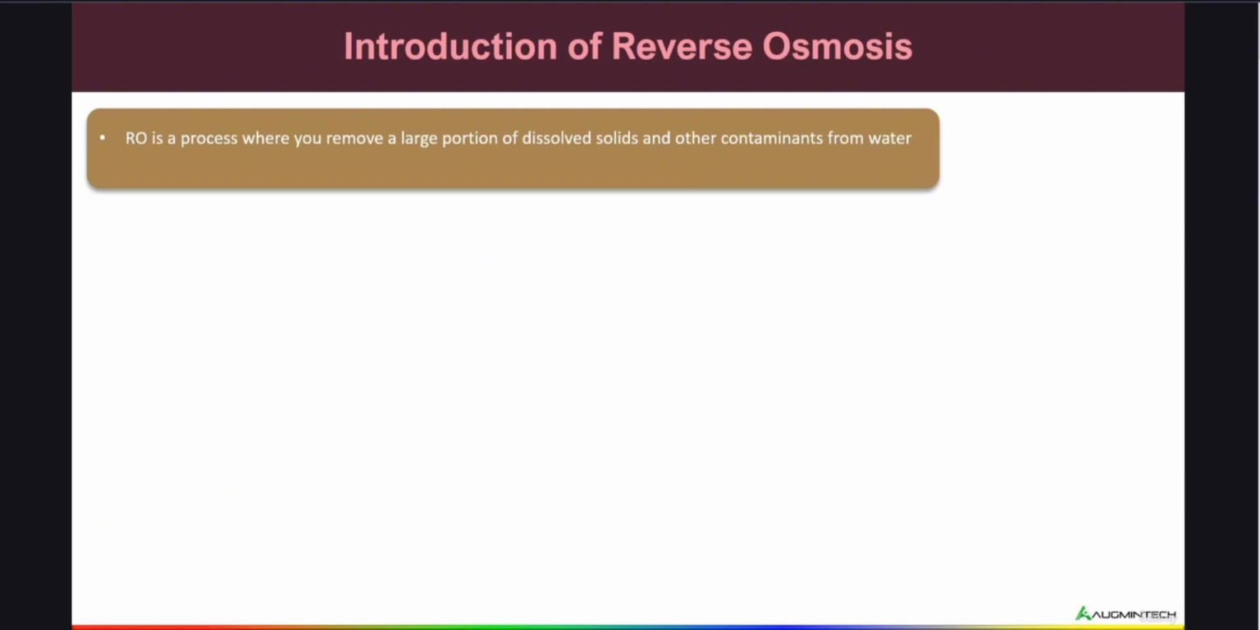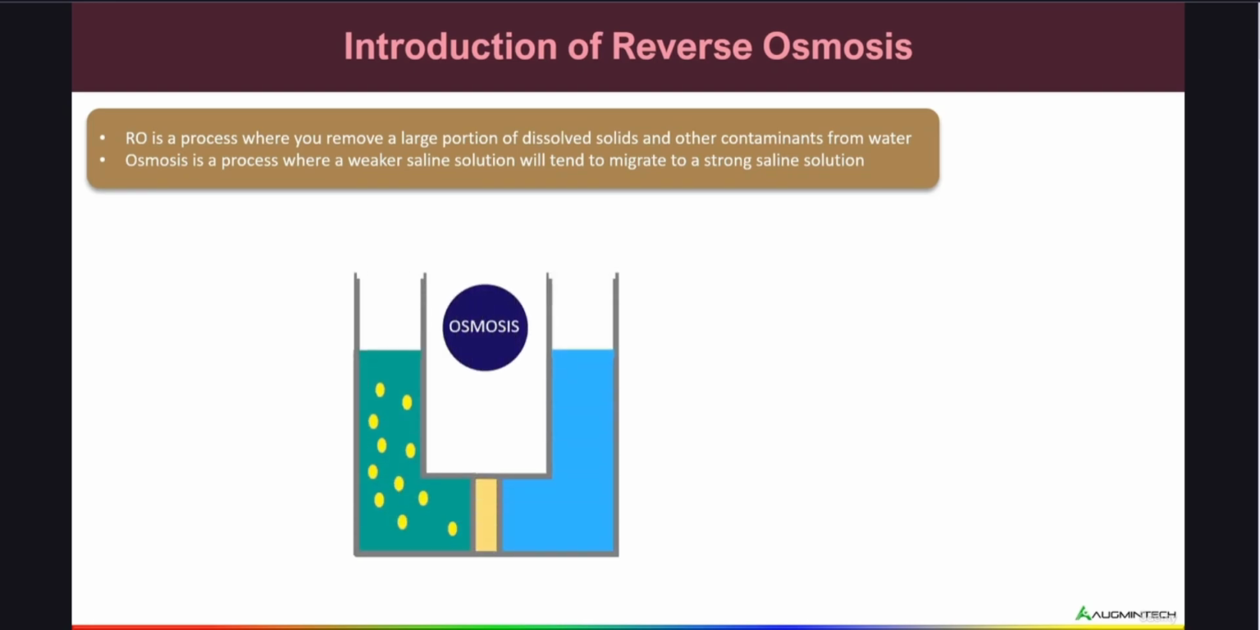To understand the purpose and process of reverse osmosis, you must first understand the naturally occurring process of osmosis. So, osmosis is a naturally occurring phenomenon and one of the most important processes in nature. It is a process where a weaker saline solution will tend to migrate to a stronger saline solution. To understand osmosis, here we have a container full of water with a low salt concentration, or pure water, and a high salt concentration, or contaminant-containing solvent, and they are separated by a semi-permeable membrane.